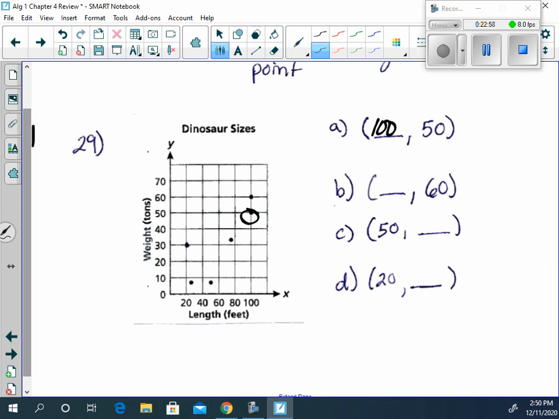Well, it tells me I have a y value of 60. So the x value would also be 100. Now the next one, they tell me I have an x value of 50, so the y value would be close to about 9. It's close to 10. Now the last one tells me I have an x value of 20, so the y value would be 30. Questions on this here?